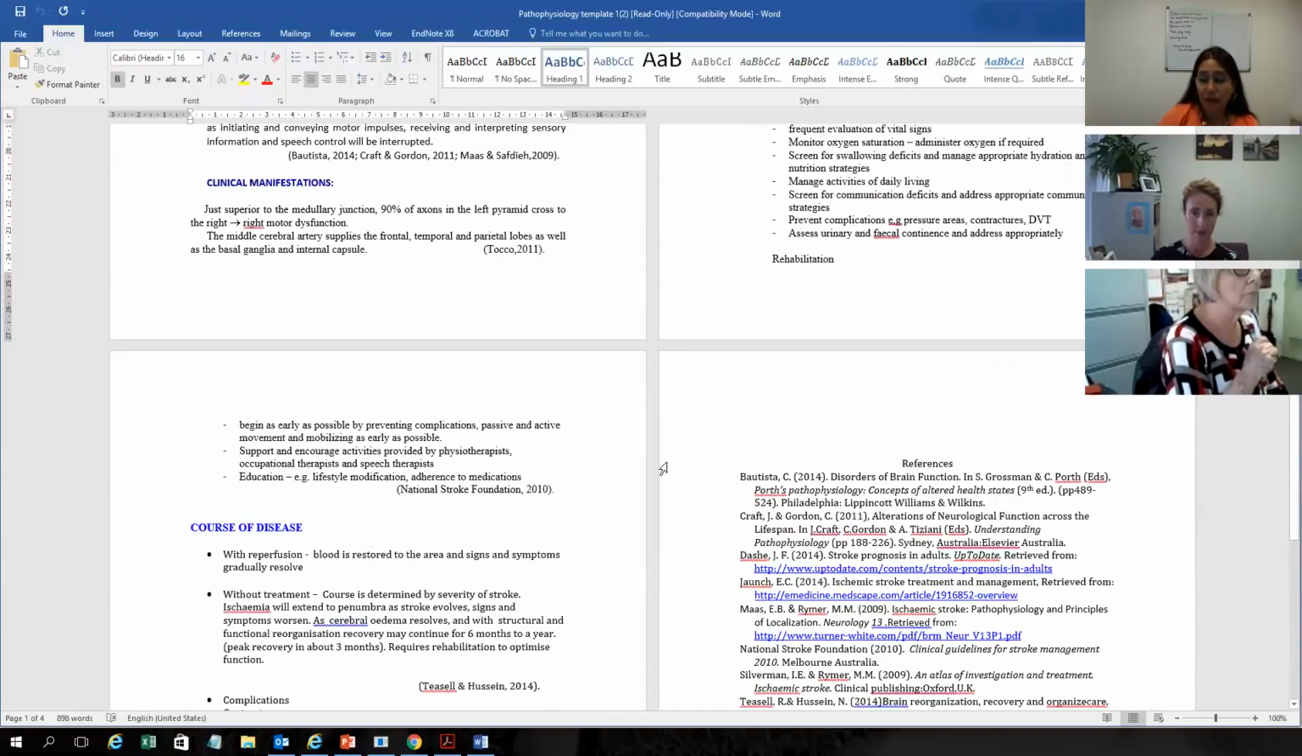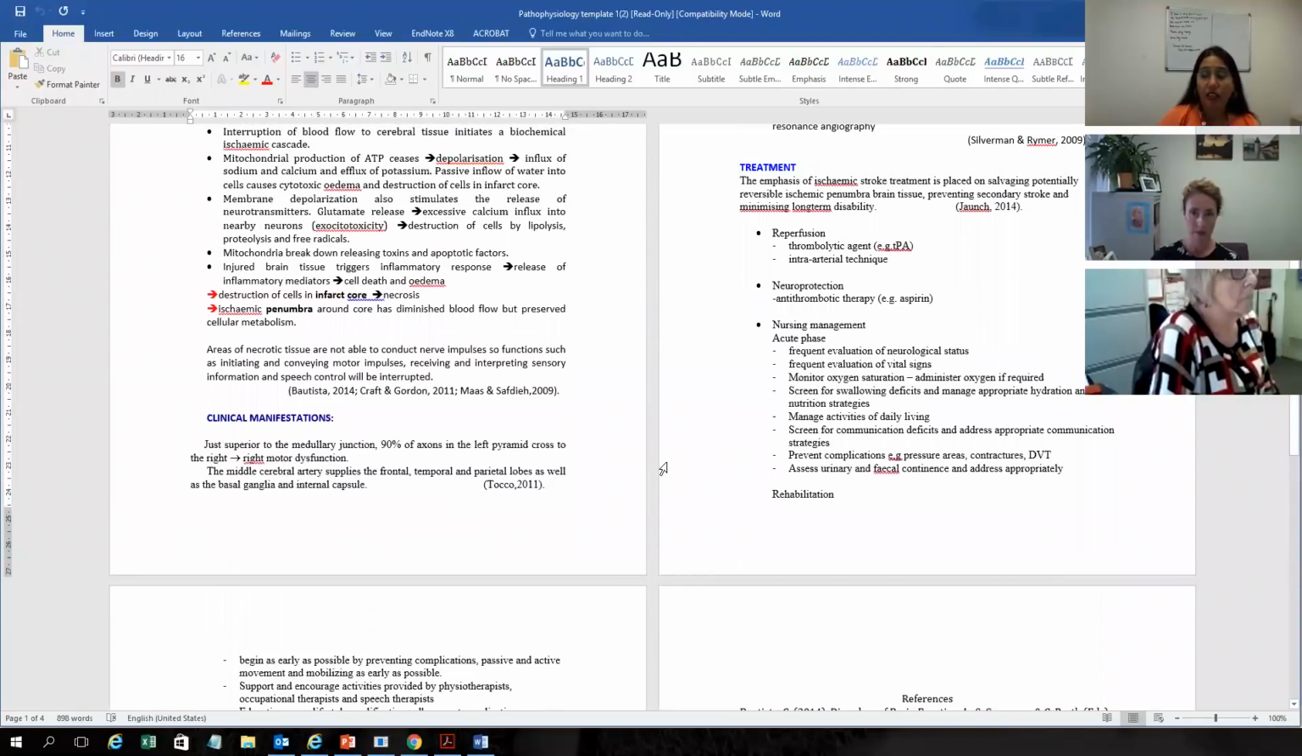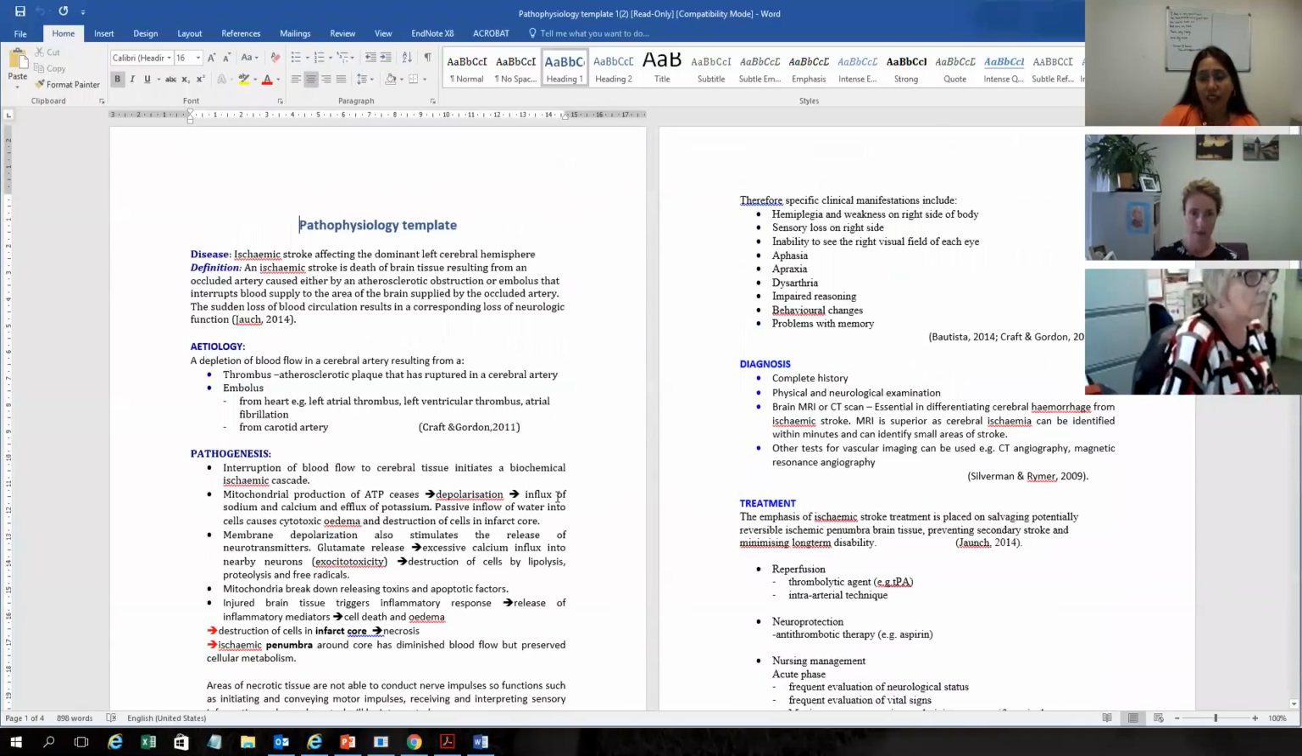Now, this template is not being assessed, okay? You don't need to turn in this template at all. This is to help you be more organized, okay? So you collate all your information on this particular template under these side headings, and then you transfer the information from the template onto the concept map, okay?